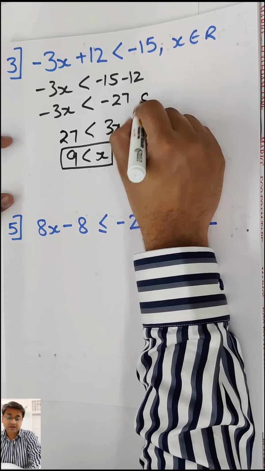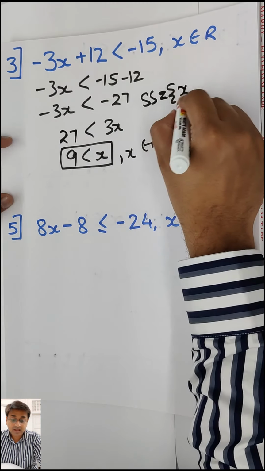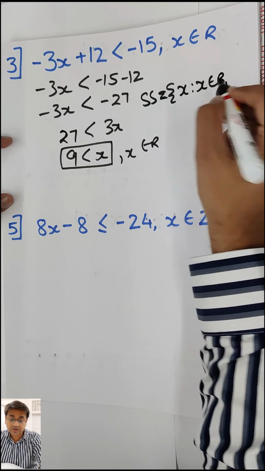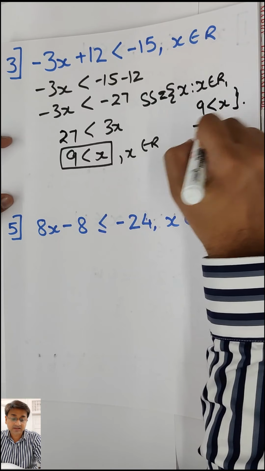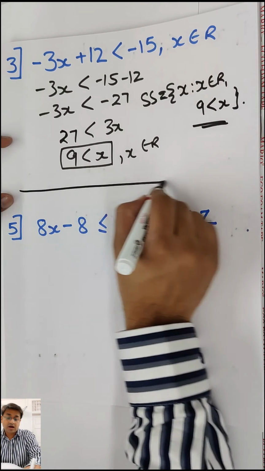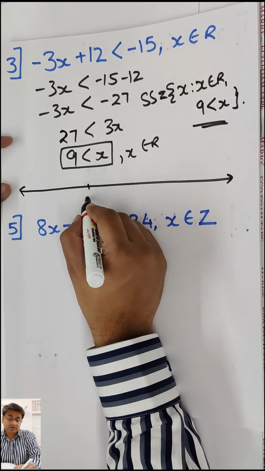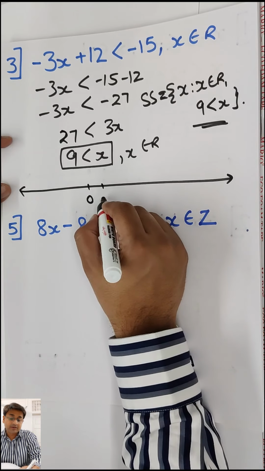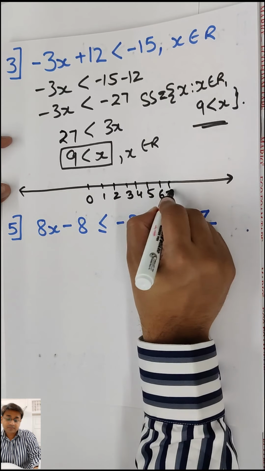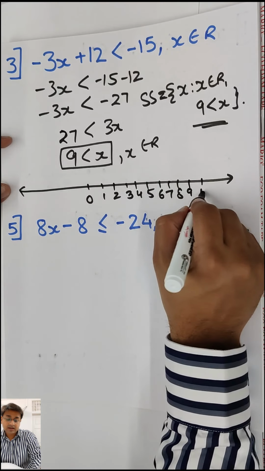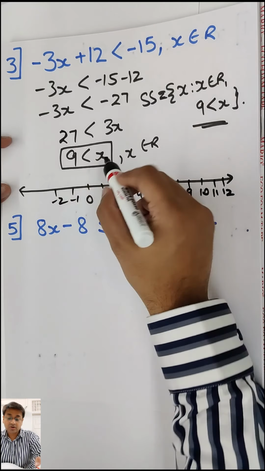So how is my solution set going to be? Since it's real, set builder. x where x belongs to real and 9 is less than x. That's how my solution set should be. How will I draw this? Very important. So put 0 on this side because you've got to go till 9 and beyond. 1, 2, 3, 4, 5, 6, 7, 8, 9. Add 10, 11, 12. Minus 1, minus 2.